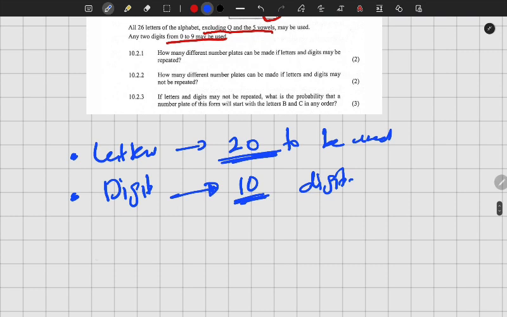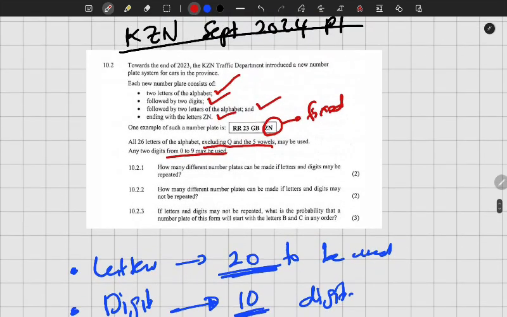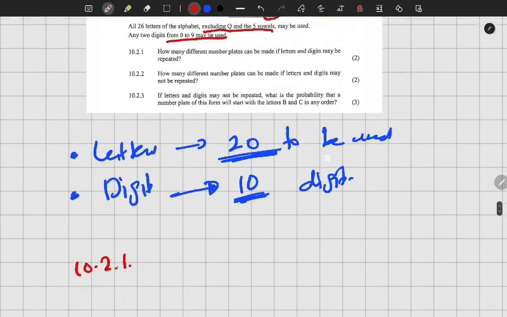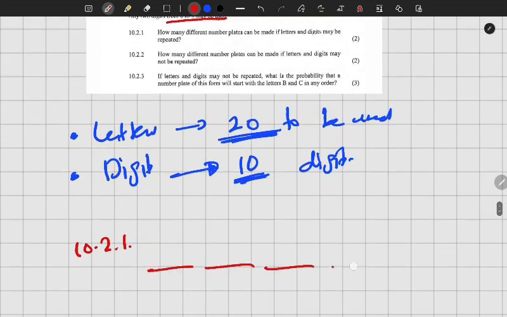Okay, so let's look at the first question. They are saying 10.2.1, how many different number plates can be made if letters and digits may be repeated? So we're creating 2, 4, 6. So I'm going to ignore that ZN because it's always going to be fixed. It's not going to change. So we're going to focus on the first 6 characters. So we've got 6 slots, 1, 2, 3, 4, 5, 6. I always put these slots. So the first slot is for the first character, the second, the third.